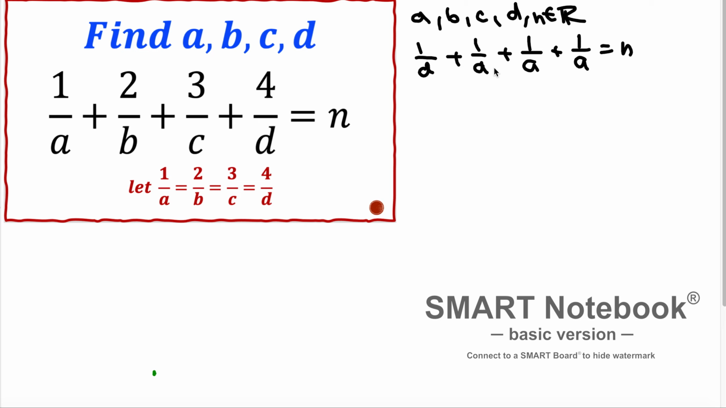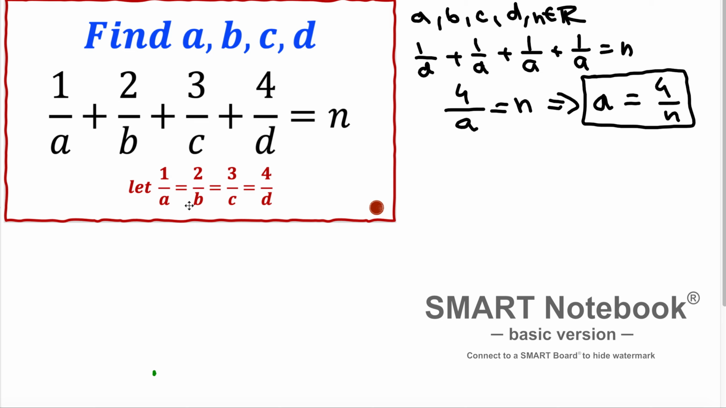Since here LCD is A, we can write here LCD is A, and I can add all the numerators. 1 plus 1 plus 1 plus 1 is equal with 4, is equal with N. And from here, if we want to find the relationship of A with N, how is it going to be? So A is going to be equal with 4 divided by N. So this is important, and I want to frame it.